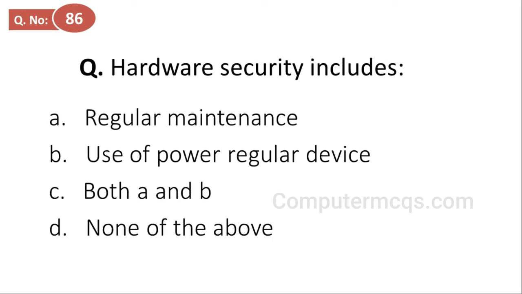Hardware security includes. Options are regular maintenance, use of power regular device, both A and B, none of the above, and the correct answer is option C, both A and B, regular maintenance and use of power regular device.